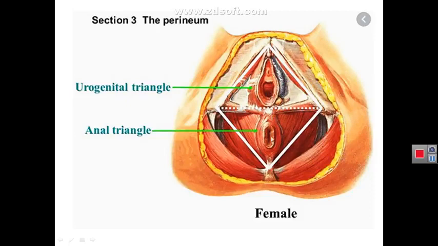While the posterior anal triangle contains the anal canal in the middle, and on the sides of it are two deep fossae that are called ischiorectal fossae. So you can imagine that this muscle now, on the side of the anal canal, is levator ani, the muscle of the pelvic floor, and coccygeus.